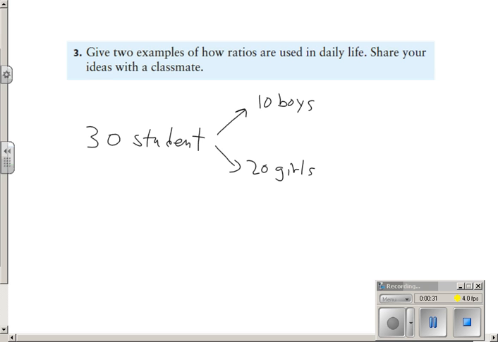Well, I'll tell you what, those boys are pretty lucky if they're in a class with 20 girls, because their chances of getting a date have improved drastically.